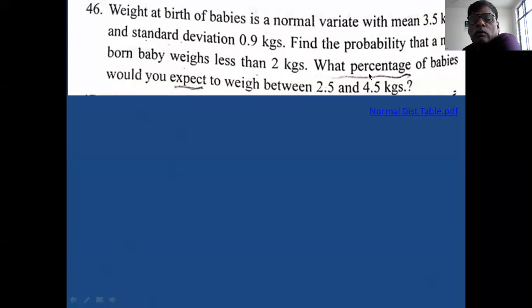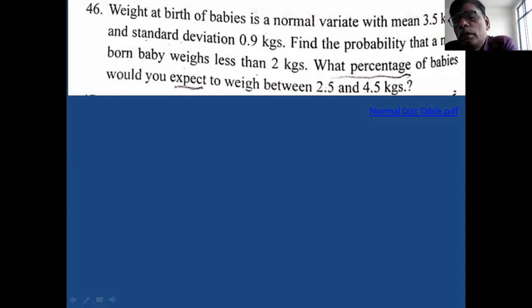And the second question: what percentage of babies would you expect to weigh between 2.5 and 4.5 kg? What percentage, not the number. They ask the percentage. The question is, what is the percentage of babies weighing between 2.5 and 4.5 kg? Percentage of babies. Okay. So first you have to calculate the probability.